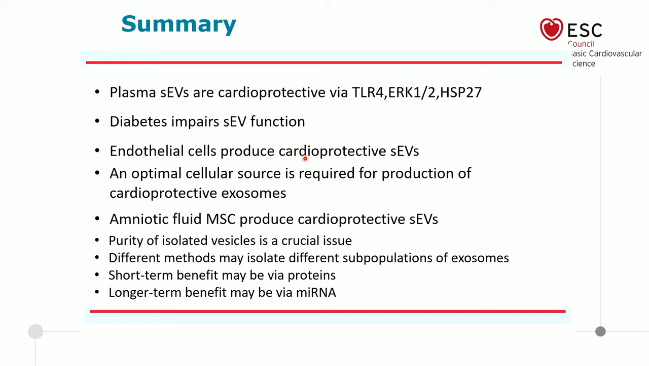Endothelial cells in culture can produce cardioprotective SUVs. But we're trying to look now at what is really the optimal source of protective exosomes. So we've been using these AFSC cells, which produce nicely protective SUVs, which can stimulate angiogenesis. However, the purity of the vesicles is always an important issue, as well as the methods which you use and how you control those.